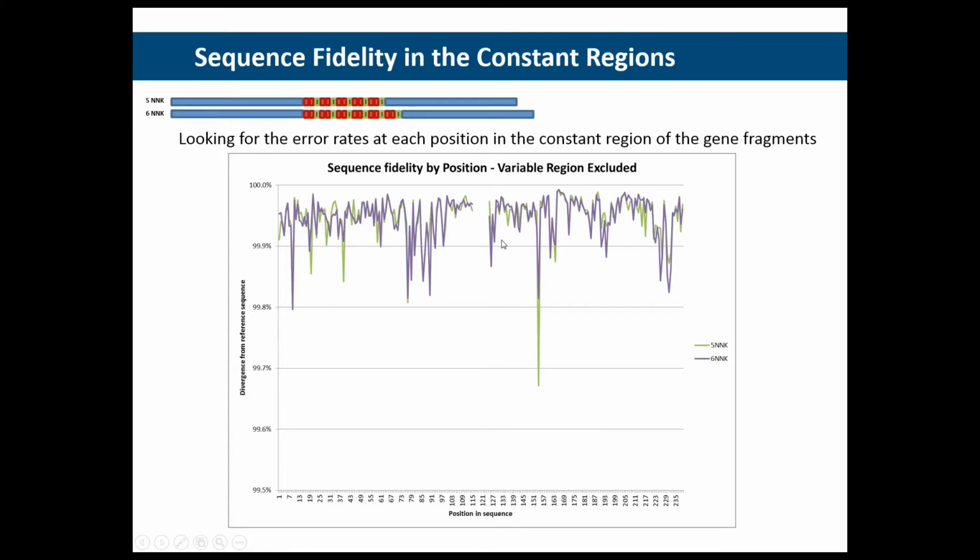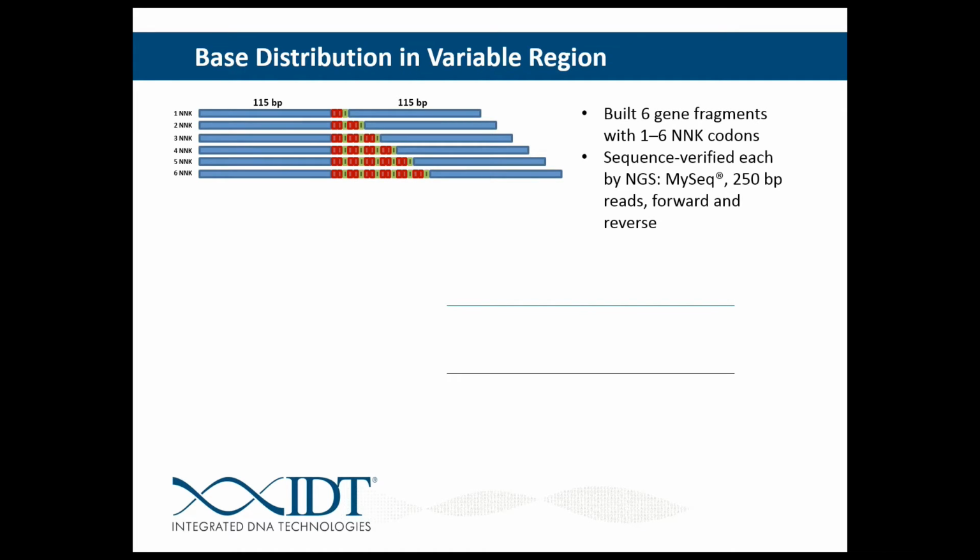So it's a very high fidelity. And in fact, this error rate really begins to rival the error rate of the machine, the sequencer that we actually use to sequence this. So we're very confident that we have a very high fidelity gBlock. But of course, what everyone is concerned about is the base distribution in the variable region.